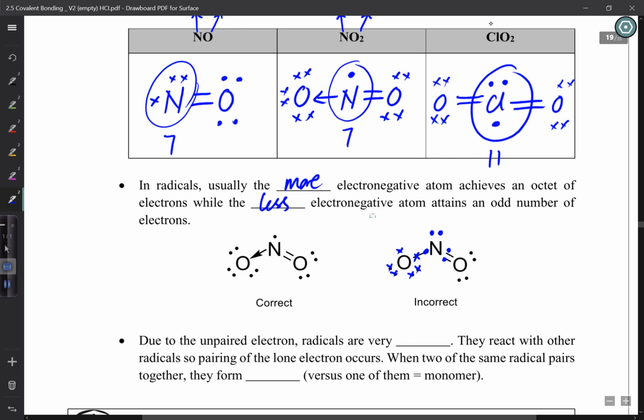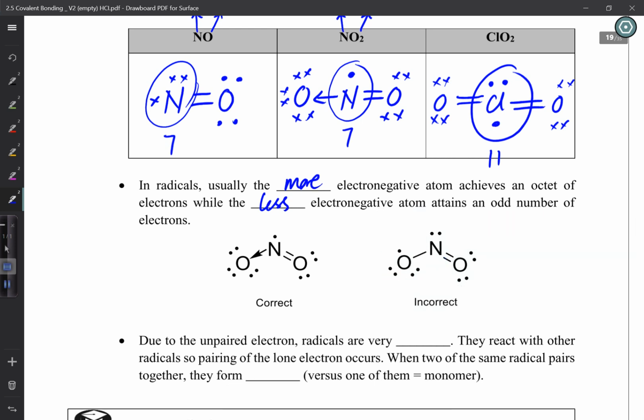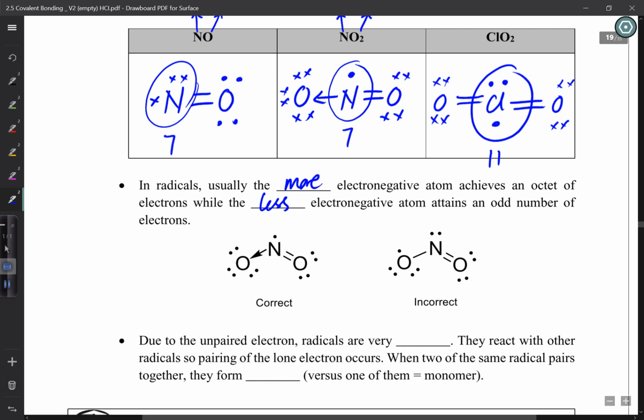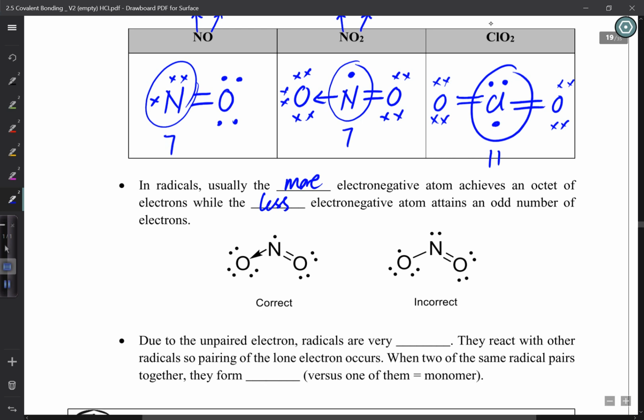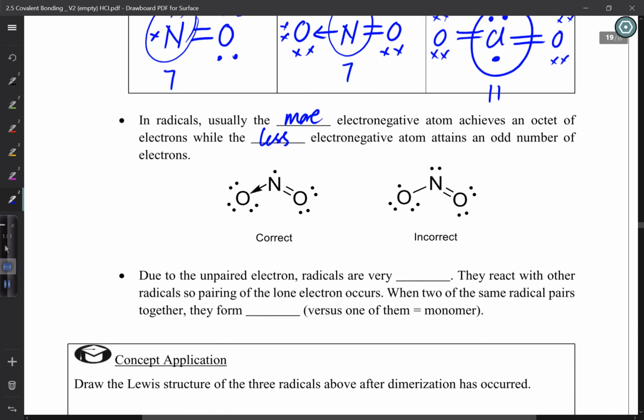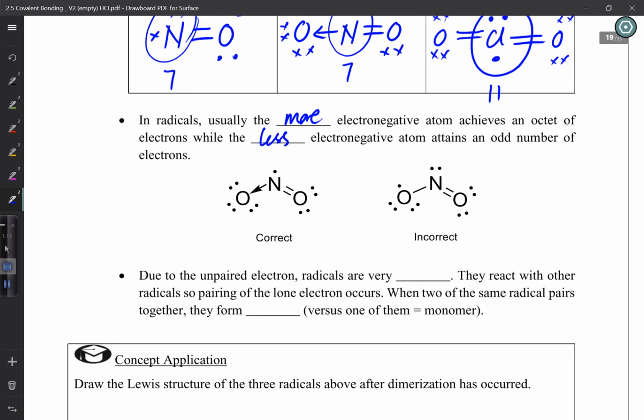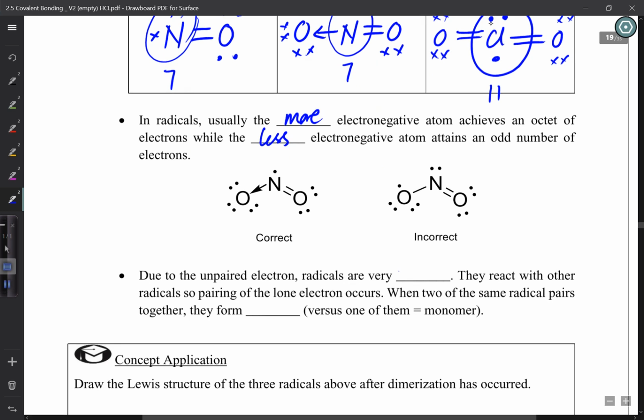Wait, for ClO2, can't the Cl form bonds with both the O2s? It can also form, but the general rule of thumb is that if you can have more electrons, you tend to have more electrons. If you do that, you will have probably lower than 11 electrons. So therefore, as I mentioned, due to the unpaired electron, radicals are very reactive.